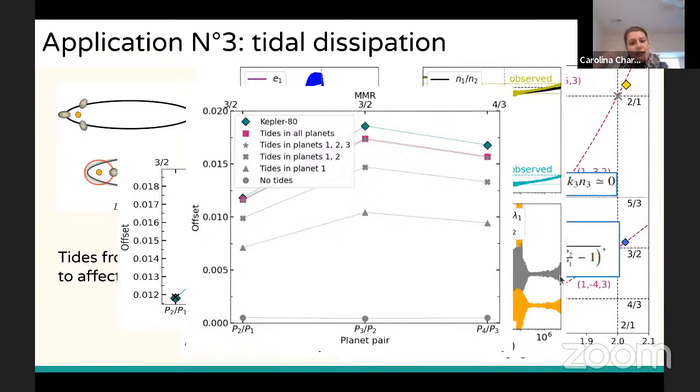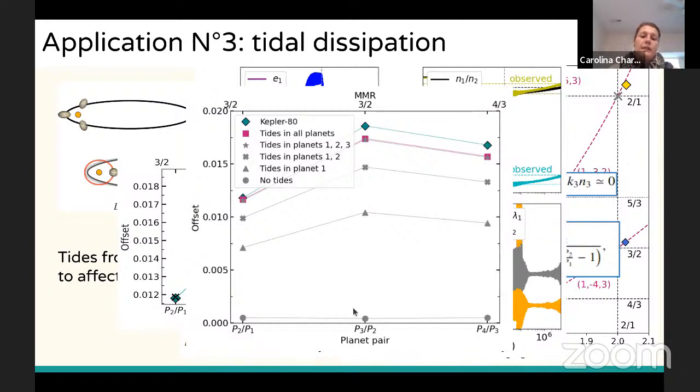And so we can try to understand with this type of analysis how tides are acting in the system. So we ask ourselves what happens if there are no tides in the system, which are represented by this circle here, and we don't see this shape that the planets are following. The green one is the real system. So we see that if there were no tides, there would be no shape in the offset. So we can discard this. So we can say that there should be tides acting in the system.